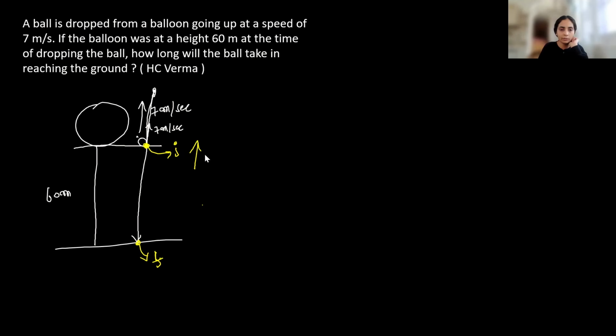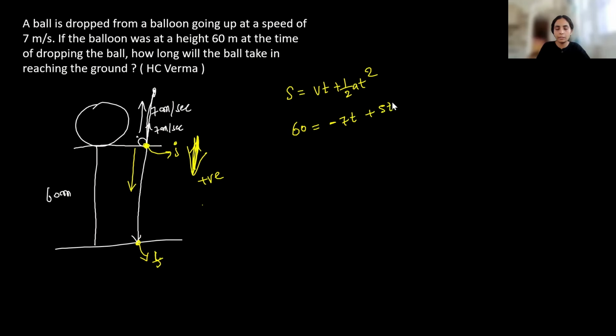Let me take down as positive, because more things are in the downward direction. So I have taken this as positive. Now let us use s equals ut plus half at square. Now keep thinking whether s will be positive or negative. This net displacement is in the downward sense, right? Because it is at a certain height, finally it is hitting the ground, so displacement is downward. And so I will write 60, and u is in the up sense, so that is minus 7t, and g is positive, so 5t square. So this will become 5t square minus 7t minus 60, and this is equal to 0.